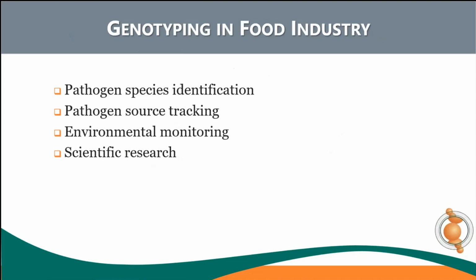Today, we talked about four genotyping methods and how to select suitable methods to satisfy the needs of pathogen species identification, source tracking, environmental monitoring, and scientific research. Genotyping is a tool to help you understand the track of pathogen spreading or occurrence, and you can use the information to improve the sanitation plan and management to avoid pathogen recurrence in the future.